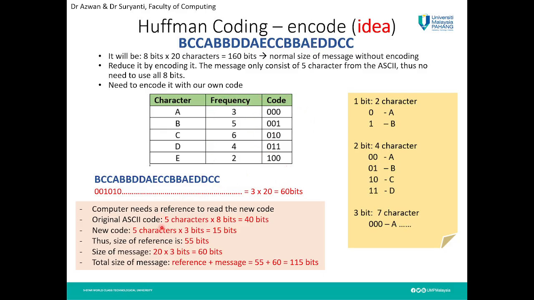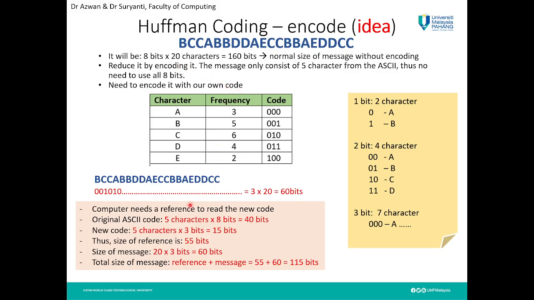Next, we know that our new code for each character is 3 bits. So the size of the message will be 3 times 20 characters, equal to 60 bits. So instead of 160 bits before, now we have 60 bits. However, when we create our own code, the computer will not understand it, because the computer only understands ASCII code in 8 bits. So how to make it?